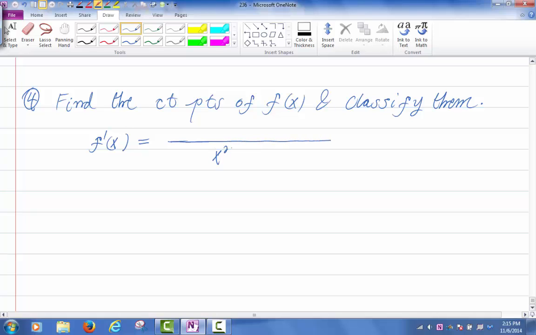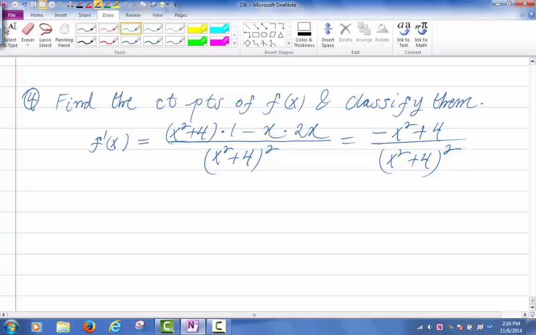Apply the quotient rule. What do you get? You square the denominator, x squared plus 4. Look at the function f. The numerator is the denominator multiplied by the derivative of the numerator, which is 1, minus the numerator times the derivative of the denominator, which is 2x. And if you simplify that, you get negative x squared plus 4 over x squared plus 4 squared.